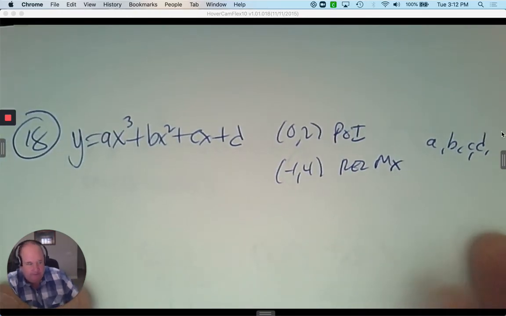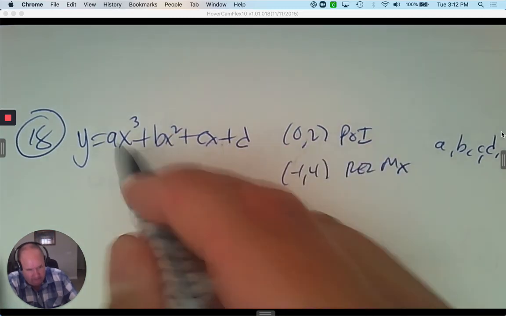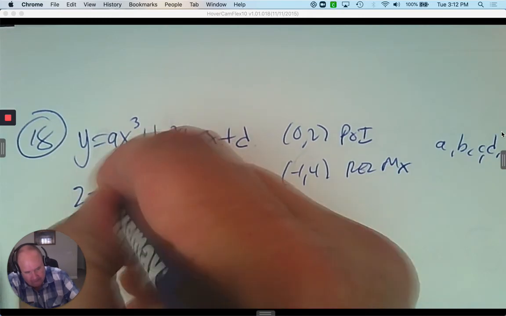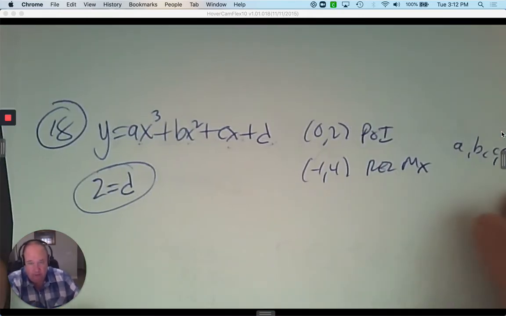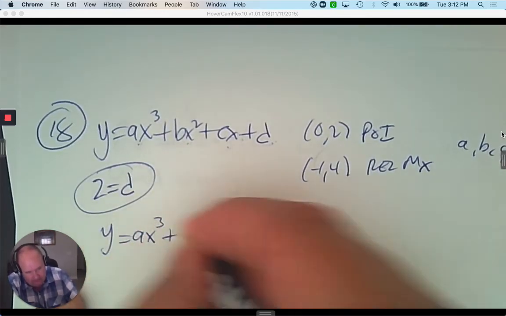So first of all, they give you a point (0, 2). So 0 is x, and y is 2. So what you're left with, if you plug in 2 for y and 0 for x, is you already have one value. d is equal to 2. So I'm going to write this again, but this time with d equaling 2.